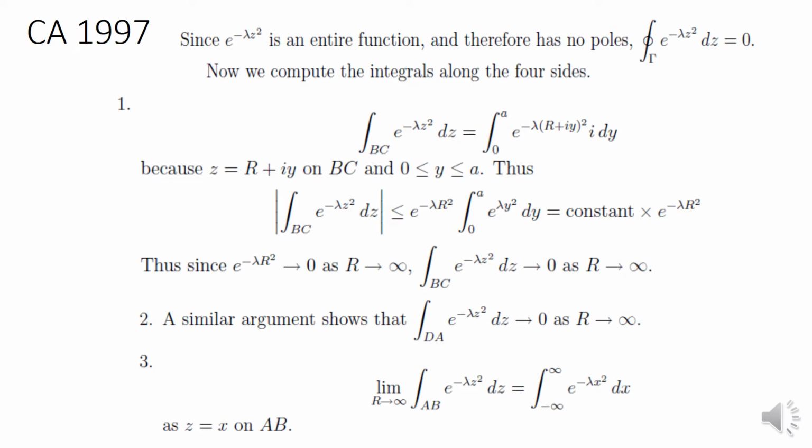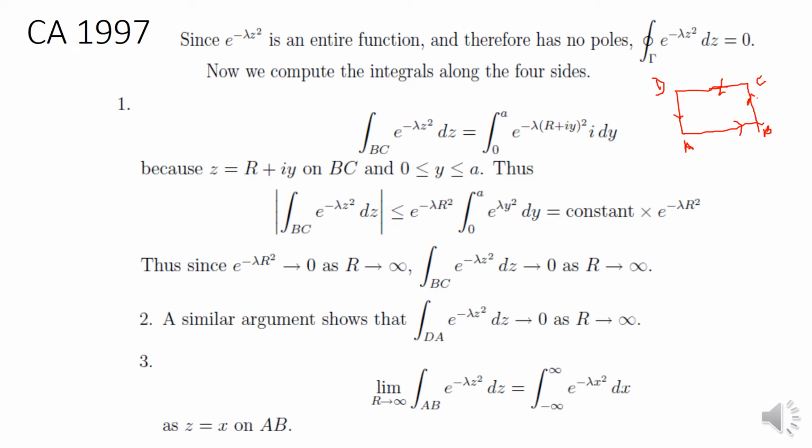Now we compute the integrals along the four sides. We have taken the contour which is a rectangle and it is anticlockwise. The rotation is anticlockwise, and we start from A to B, B to C, C to D. So on the vertical lines BC and AD we compute, because we have to compute over four sides.